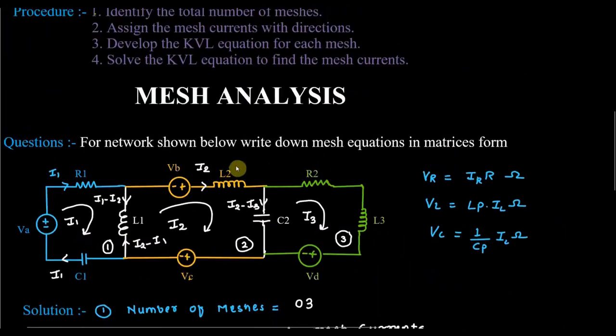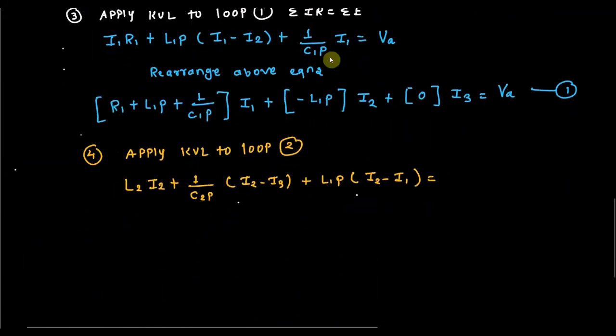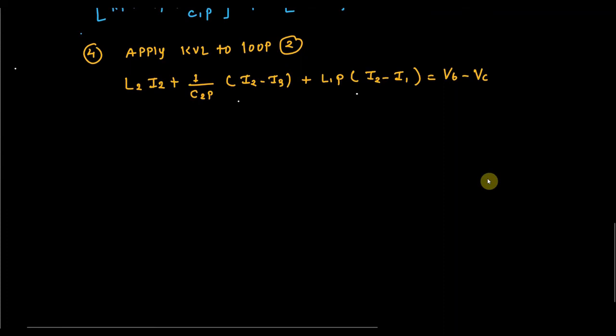Now in the second loop we have two voltage sources: first is VB, another is VC. Following the clockwise direction, negative becomes positive, so VB is positive. But VC, following the clockwise direction, goes from positive to negative, so it is minus VC. So the total EMF here is VB minus VC. Now we have written the KVL equation for the second loop.